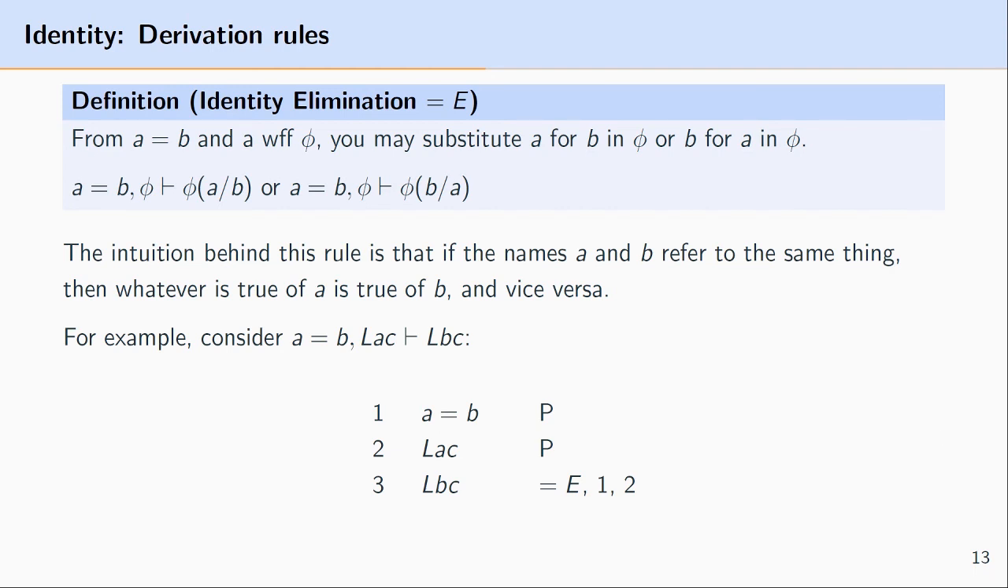So here's the example. We have A equals B, LAC, and then we're going to reason to LBC. So A equals B is a premise, LAC is also a premise, and then we can reason to LBC, where here we are substituting B for A. We're replacing this A that's found in 2 with B. So we're taking the A that's found in 2 and saying, well, since A refers to the same object as B, we can put B here. We can reason to line 3. And since this makes use of two formulas, we need to cite both of them and then indicate that this is by identity elimination.